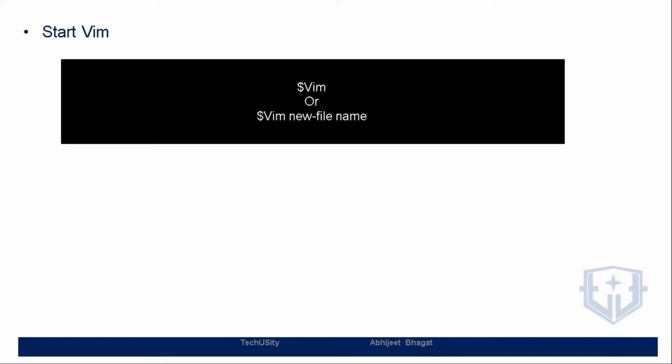Alternatively, you could also use vim and a new file name, for example, vim myfile.txt, and Vim will create the file for you and open the new file ready for editing. The third option: if you already have a file, then you just say vim, the file name, and the extension if the file has one, and it will open the file in editing mode.